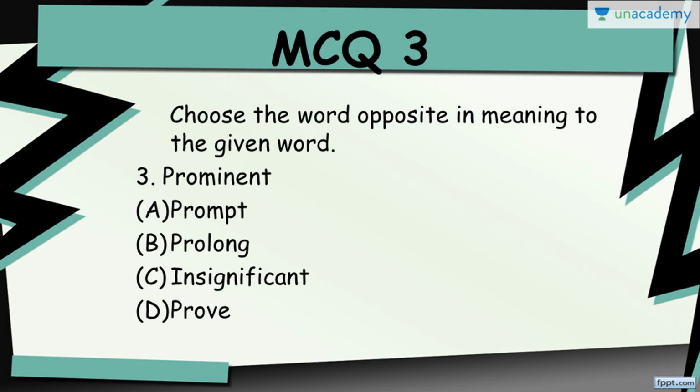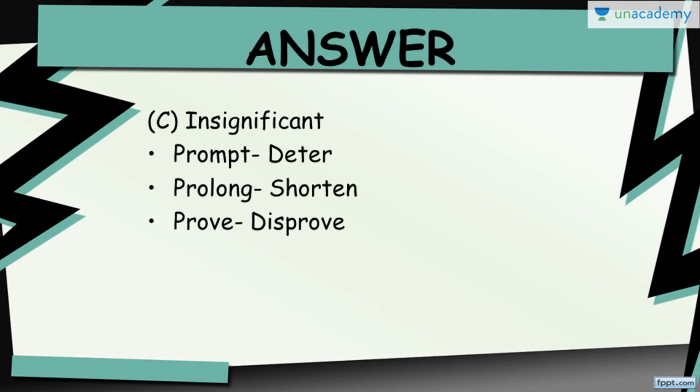Then comes the next. Choose the word opposite in meaning to the given word. Opposites are antonyms. If you're not sure, sometimes they might give you the question. The question might have this word written in it, antonym, and you might get confused. So do not confuse. Antonym stands for the opposite meaning. So the question here is prominent. The options are prompt, prolong, insignificant, and prove. We have to find the word which is opposite to prominent. So the answer is insignificant.